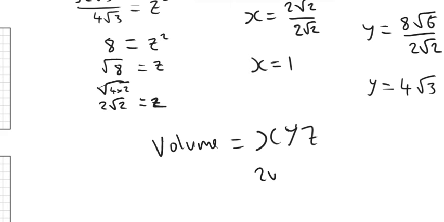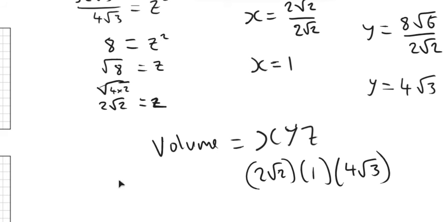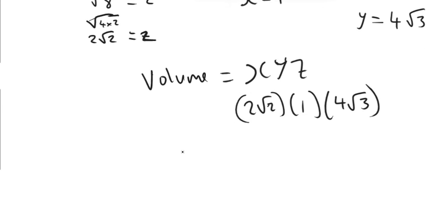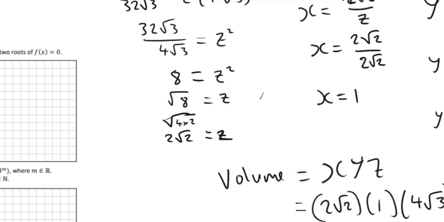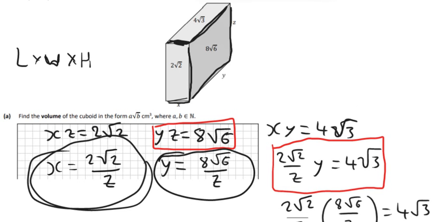Basically, you're just multiplying them all by each other. So you do 2 root 2 times 1 times 4 root 3, which is just what x, y, and z are. So we're going to get 8 root 6. That doesn't break down any further, I think. So that's just going to be our answer. So 8 root 6.